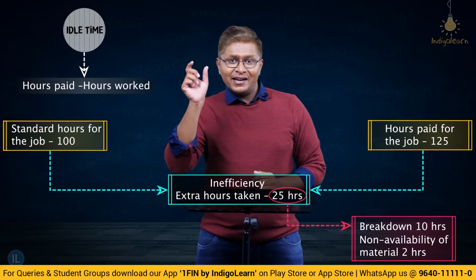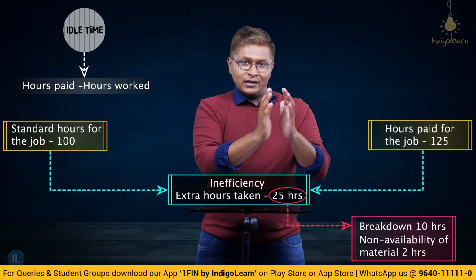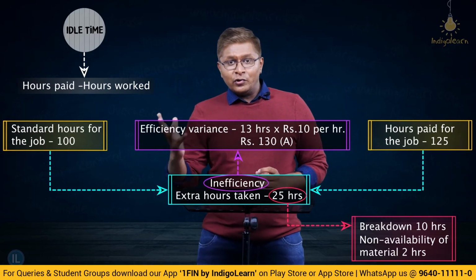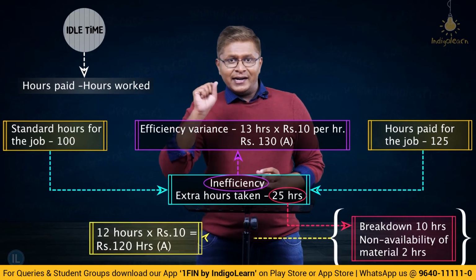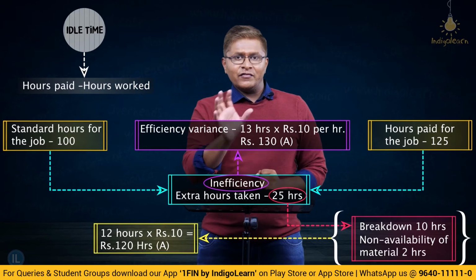So the labor efficiency variance is going to be 13 hours adverse into 10 rupees per hour, 130 adverse. Totally put together, idle time 120 adverse, efficiency variance 130 adverse, 250 adverse. Let's now summarize the entire labor cost variances.